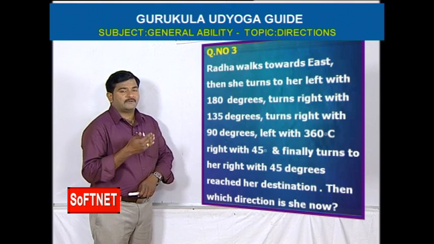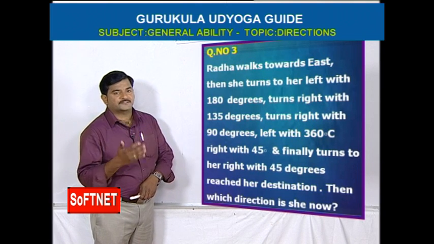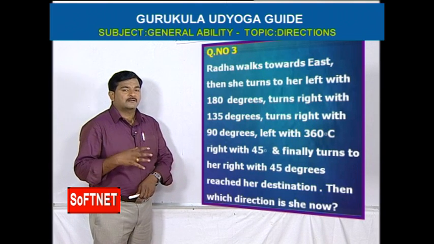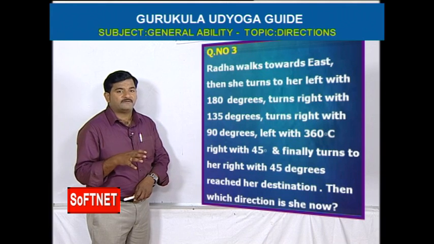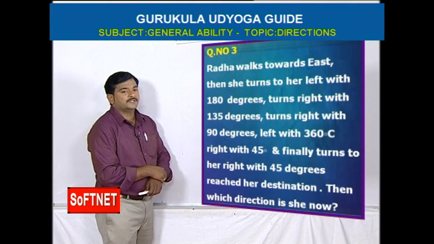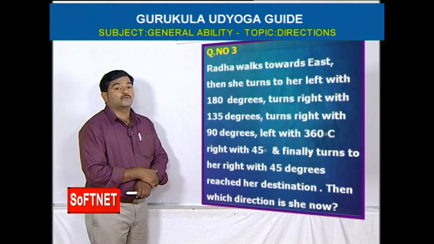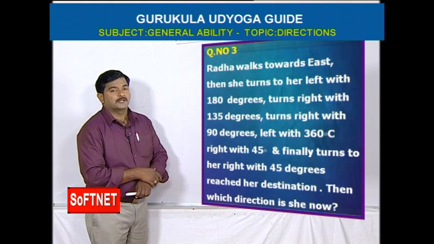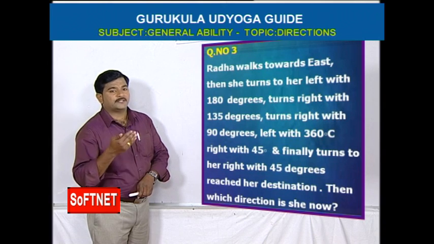See, in question number 1 and question number 2, it is about lefts and rights. But in the third question, it is lefts and rights only, but he has given some angles. Okay, so just see the question, what he mentioned here. The question is: Radha walks towards east.